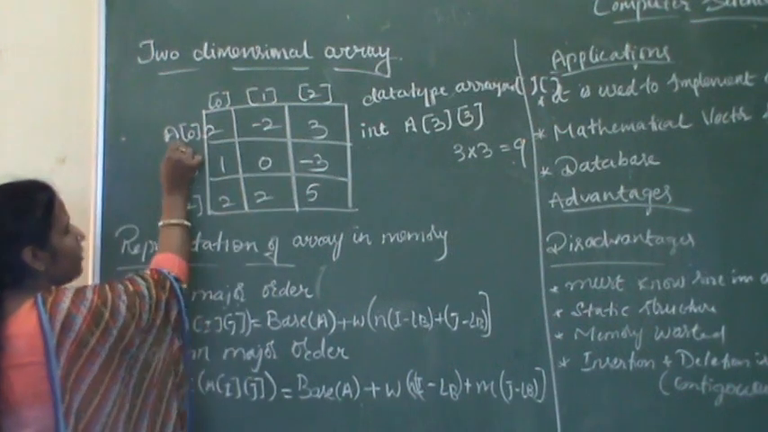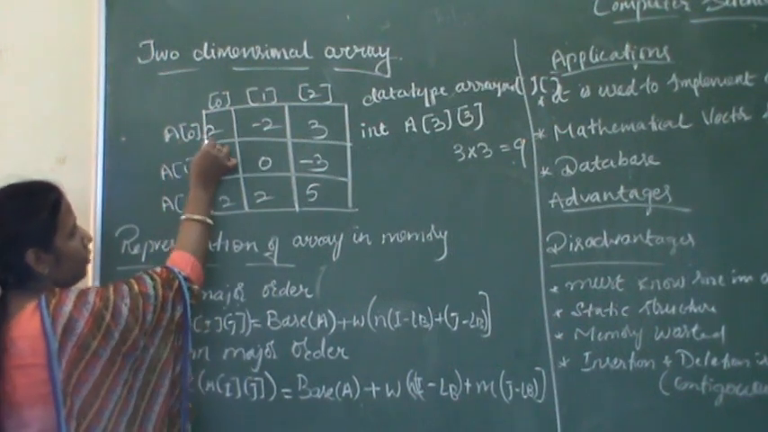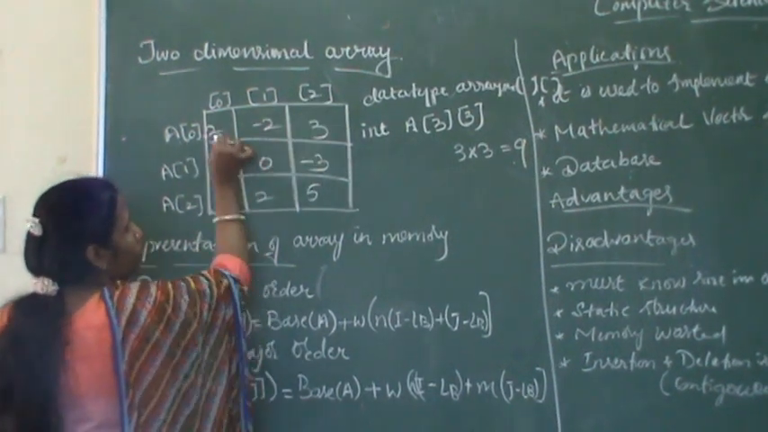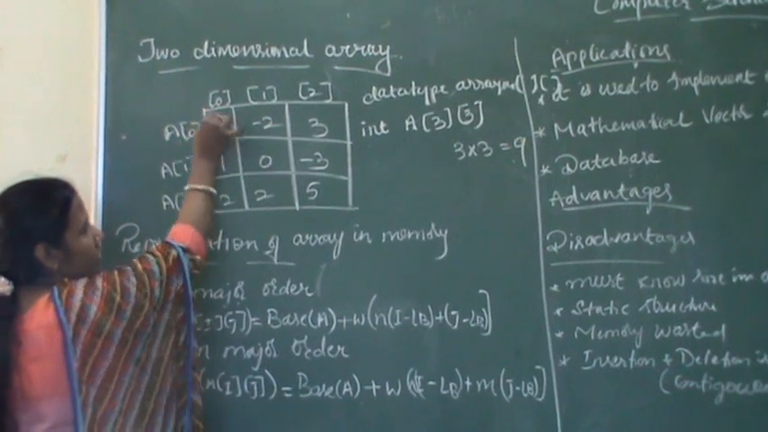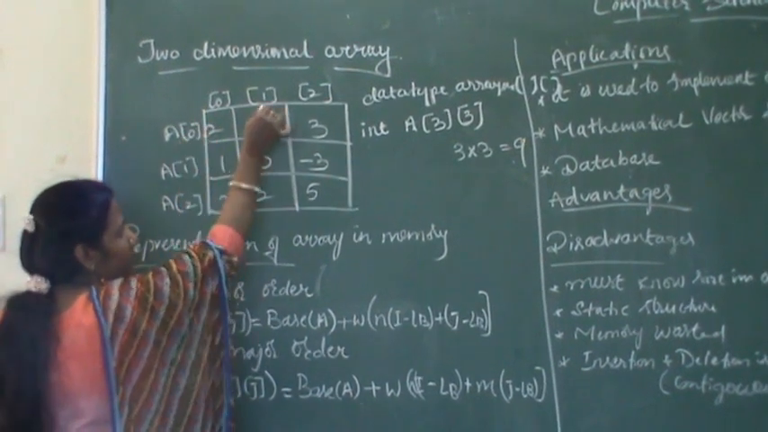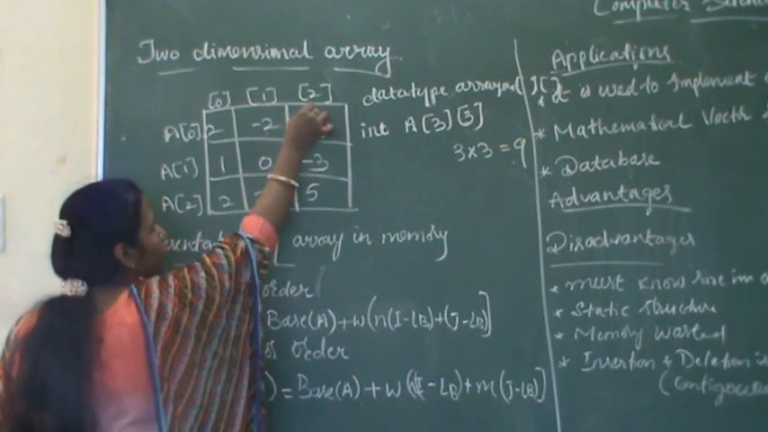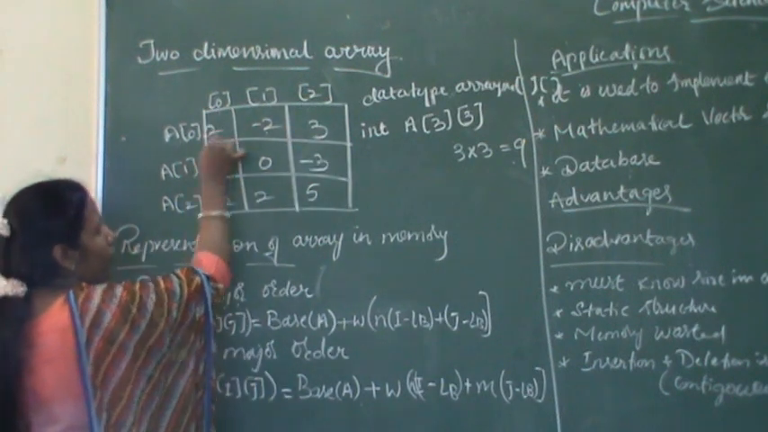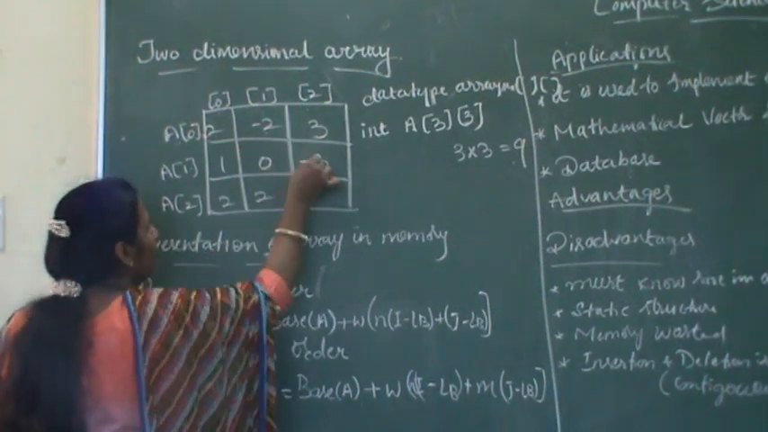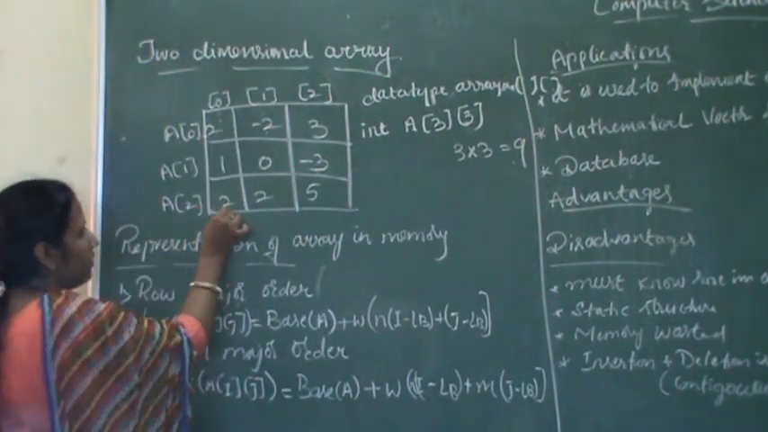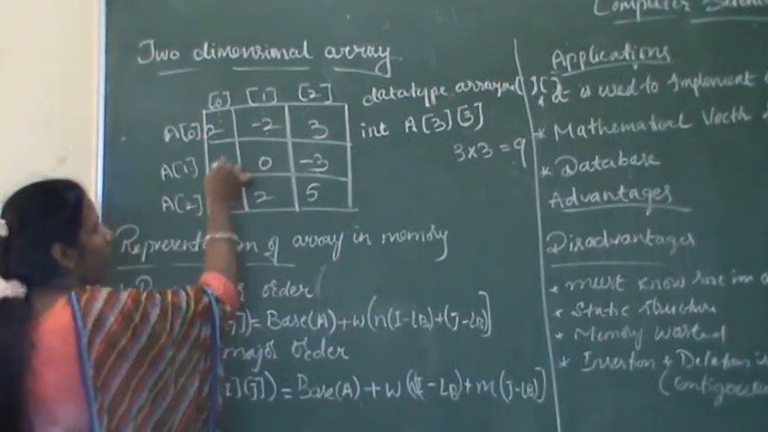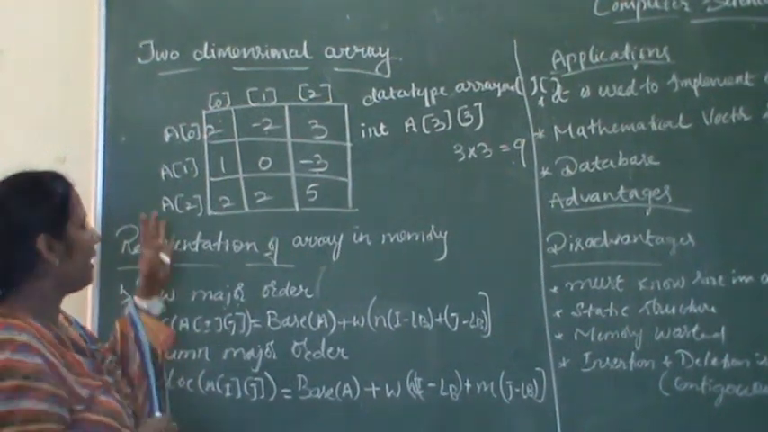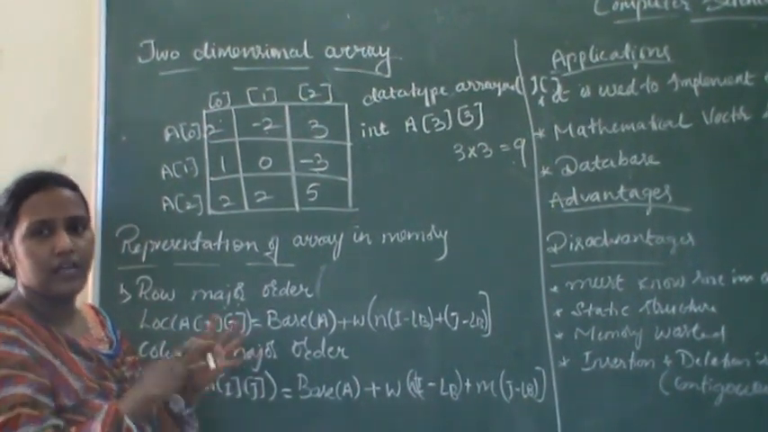See, the elements will be arranged like this: a of 0 0, a of 0 1, a of 0 2. In a of 0 0 the first element will be stored, in a of 0 1 the second element, in a of 0 2 the third element. Next a of 1 0 the fourth element, a of 1 1 the fifth, a of 1 2 the sixth, a of 2 0 the seventh, a of 2 1 the eighth, and a of 2 2 the ninth element. Like this the arrangement of the array takes place.